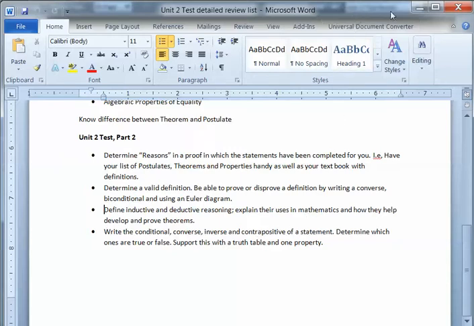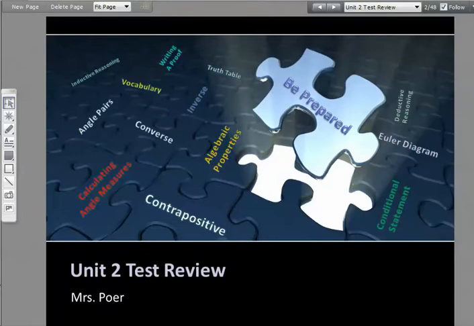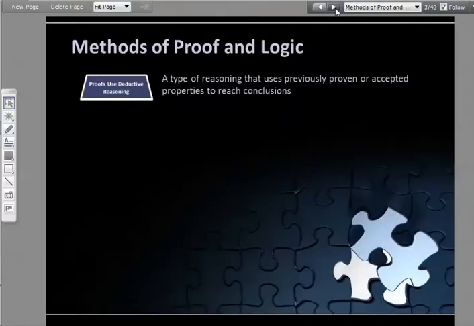And this is all information that we will be covering in the slides. I just want to kind of give you a breakdown of exactly what I saw on the test. Okay, let's go ahead and get started with this review. Methods of proof and logic. Let me get my pointer. Y'all know I love my pointer.